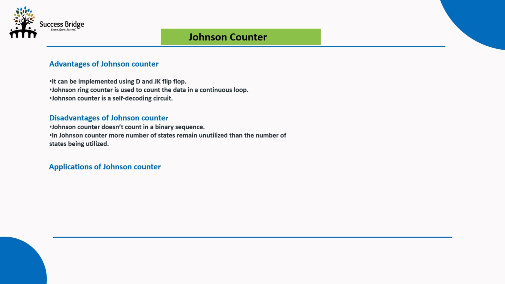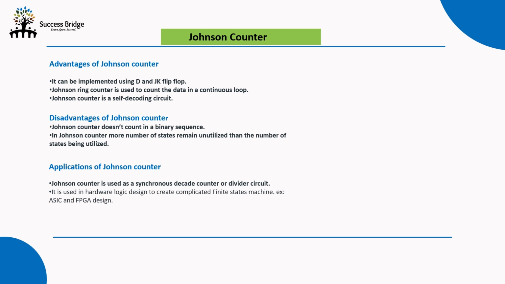Let's see the applications of Johnson's counter. It is used as a synchronous decade counter. Decade means 10, or a mod 10 counter, or a divider circuit. It is used in hardware application design to create complicated finite state machines like FPGA and ASIC designs. These are the examples.